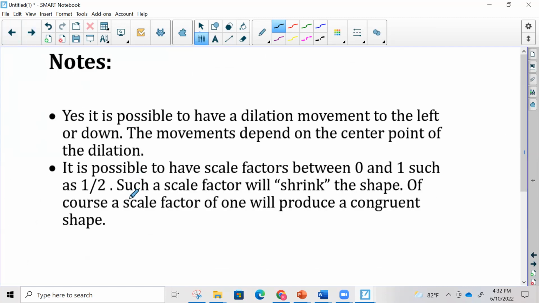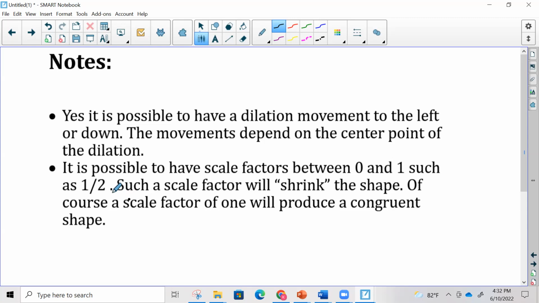And just kind of notes that they have in the packet is, yes, it's possible to have a dilation movement to the left or down. The movements depend on the center point of the dilation. And it is possible to have a scale factor between 0 and 1, such as 1/2. Such a scale factor will shrink the shape. Of course, a scale factor of 1 will produce a congruent shape.